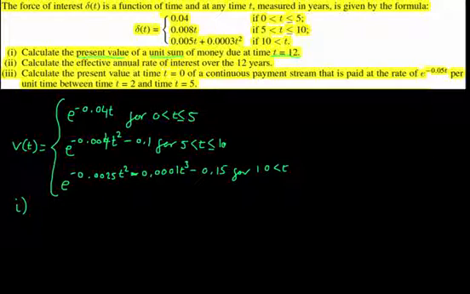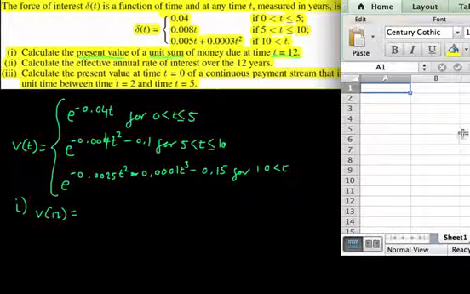In order to find the present value of a unit sum, we're not multiplying by any cash flow because it's just a unit sum. So all we need to do is find v of t, and in this case t is 12, so v of 12. All we have to do is sub 12 into the appropriate v of t, the one where t is greater than 10, and that gives the answer to part 1.